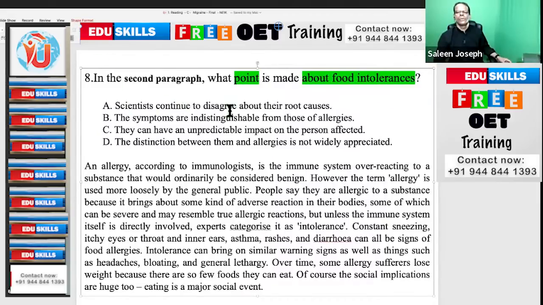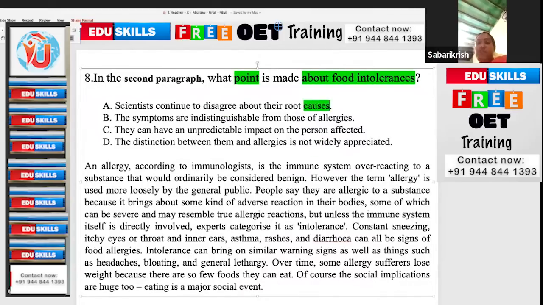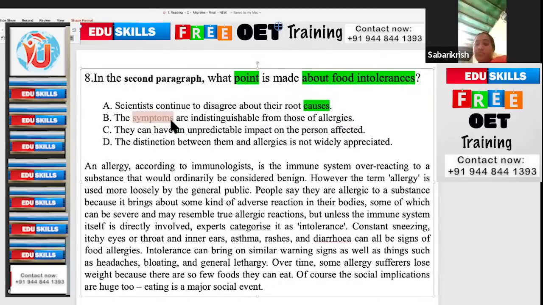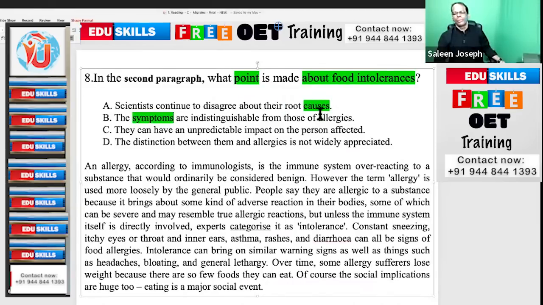Option A, scientists continue to disagree about their root causes. What is the main thing here? Concept is causes, right? Root causes. Second one, the symptoms are indistinguishable from those of allergies. Indistinguishable. Symptoms. So there are two types of hedging words, keywords. One is concept based. That's what we are looking at. We'll come back to the other differentiating ones. They can have an unpredictable impact on the person affected. Impact. These are known as concept-based hedging words or concept-based keywords.